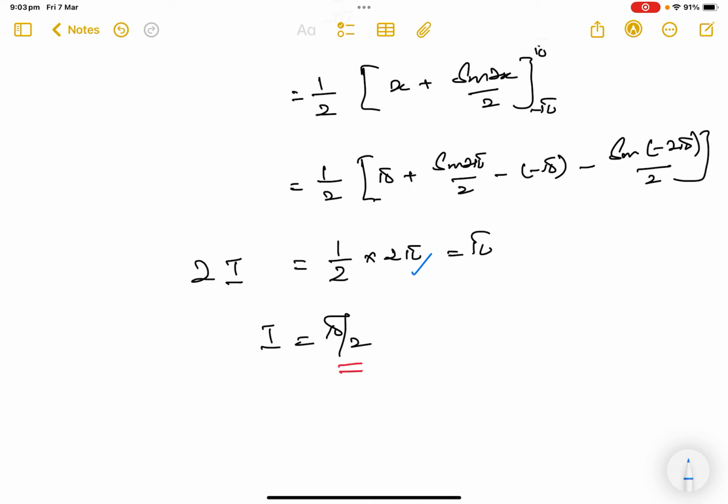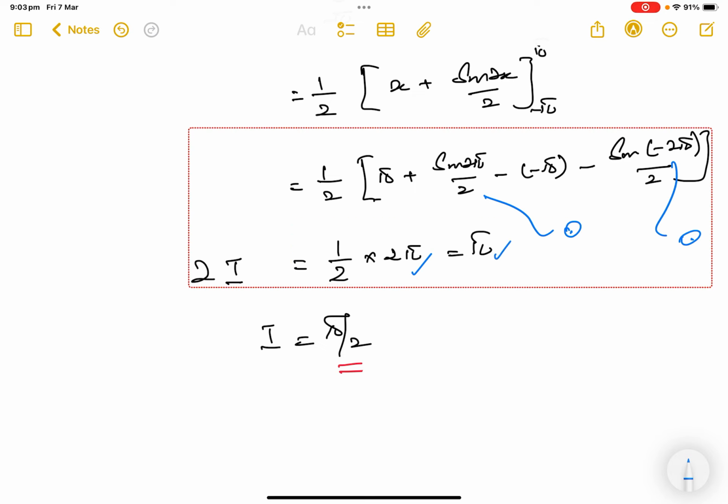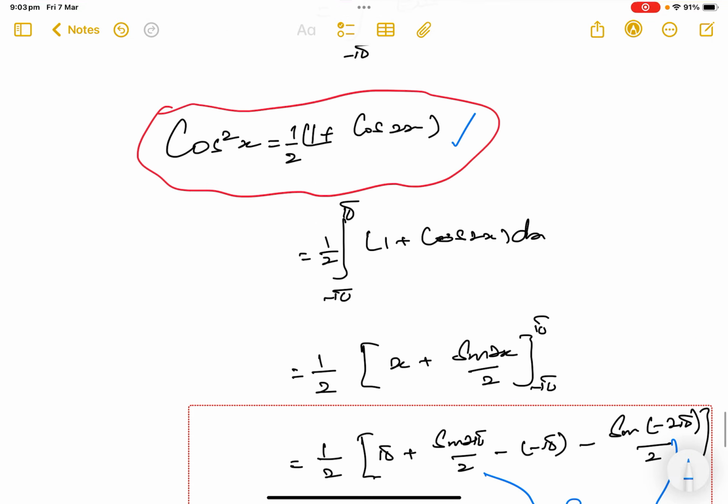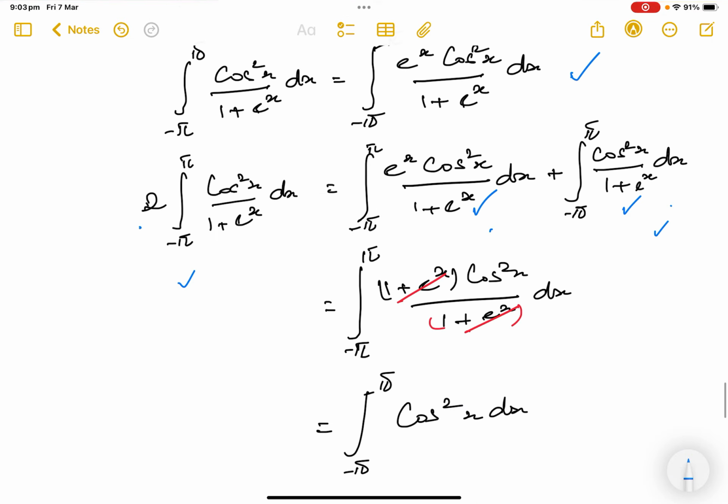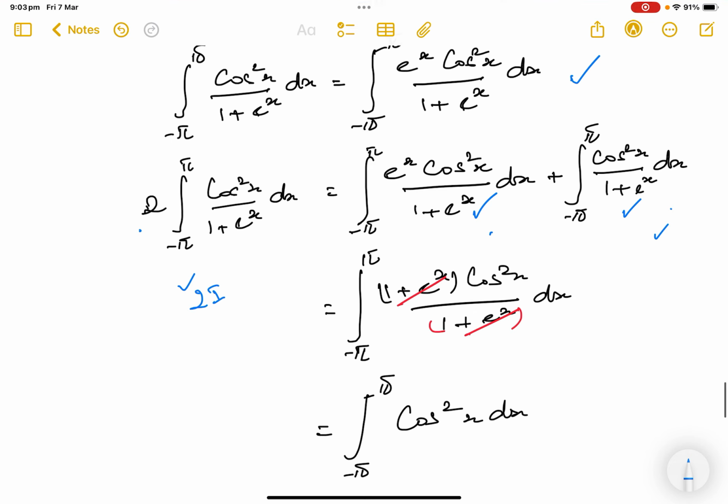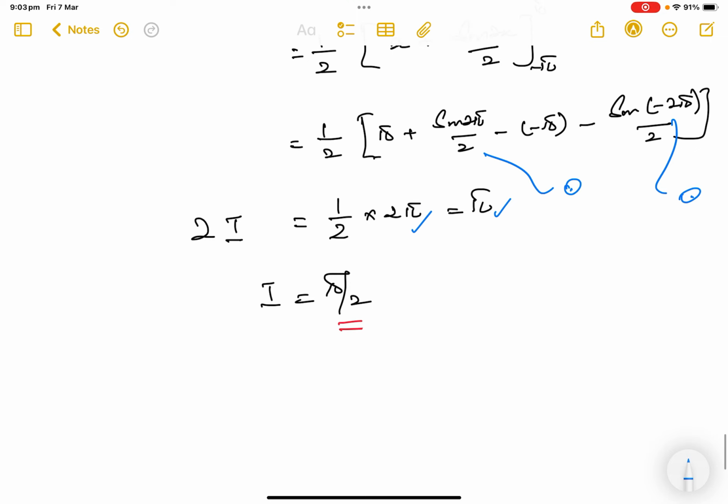Sin 2 pi is 0. This is 0, and this one is 0 too, because sin of minus 2 pi is minus sin 2 pi, and sin 2 pi is 0, so the whole thing is 0. So all we have is the 2 pi. Half times 2 pi is pi. But that is twice as much as what we need to find, so we could call it 2I. We need to find I. So 2I equals pi, so I equals pi by 2.